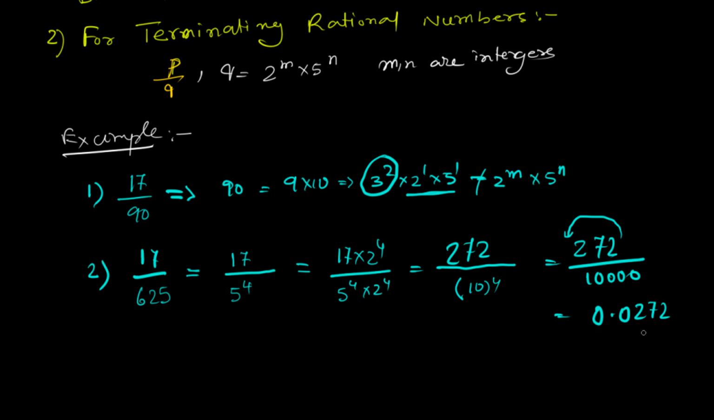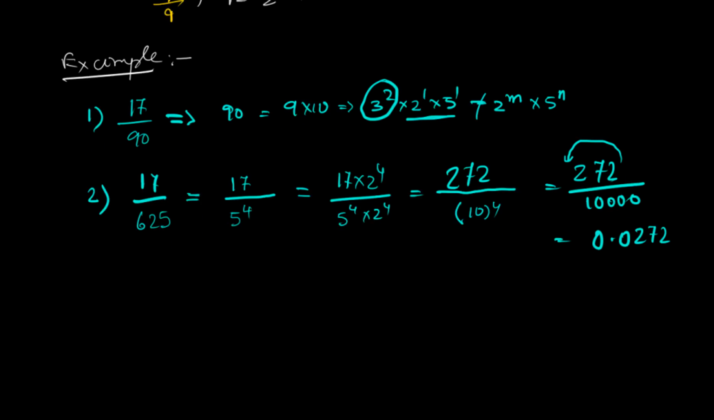Now for the non-terminating repeating numbers, the example can be 0.6 bar, which when you expand, you will be getting 0.666666. The question is to convert it into its simplest form. That means you have to convert it into a fraction, because as it is a rational number, it can be converted into the form p by q. So that's our objective. We have to convert it into a fraction.